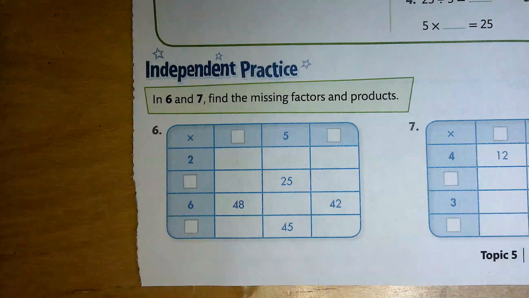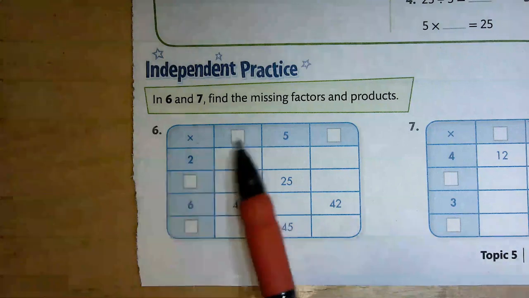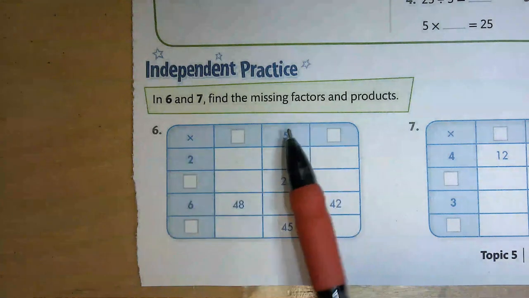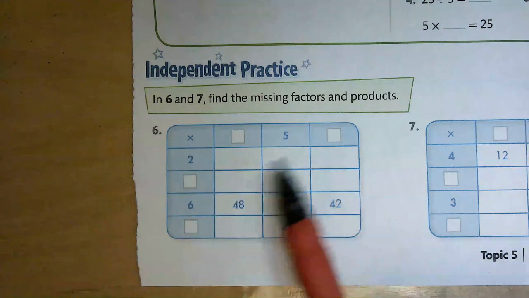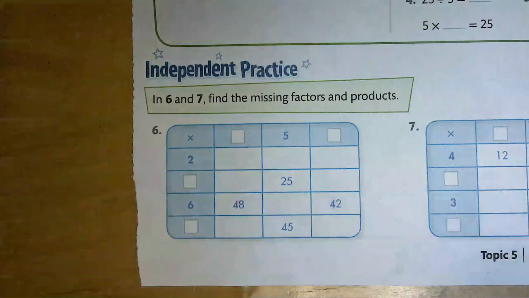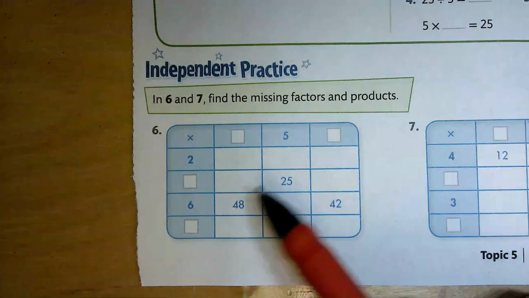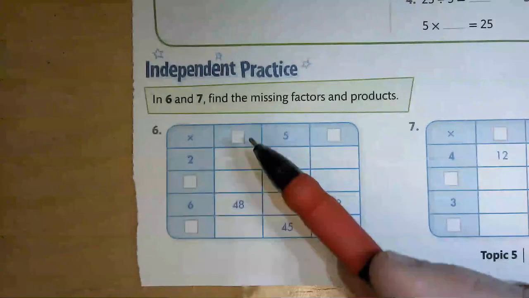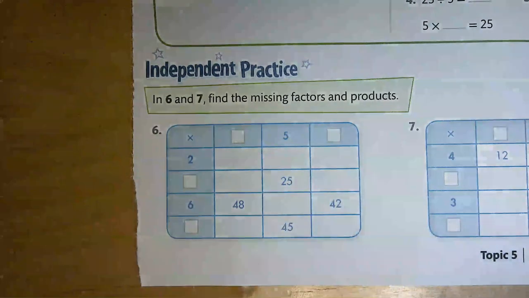All right, so here we are on number 6. And so I see I've got my factors on the sides, and then I've got my products in the middle. Now, I've only been given a few products, so I'm going to have to do some serious work here to figure out where these other blanks are going to be. All right, and there's factors that are missing. There are products that are missing. There's a lot here. So I'm going to go ahead and start up here.